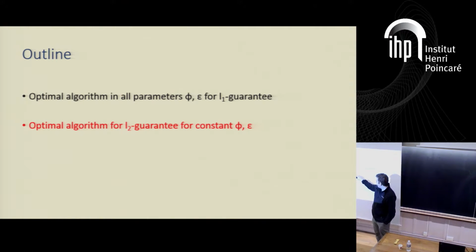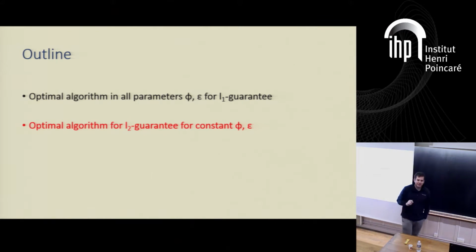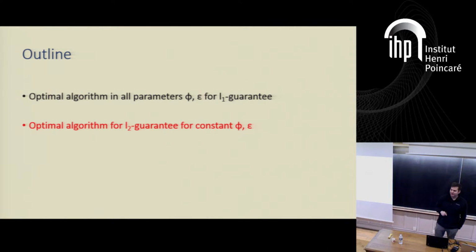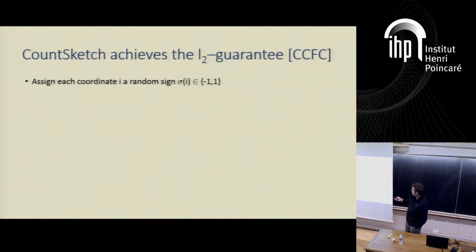The next part will be on the L2 guarantee, achieving the L2 guarantee in a stream. You guys remember the L2 guarantee, that you want items whose squared frequency is at least phi times F2, where F2 is the sum of squared frequencies. And we noticed in some cases that can be a much stronger guarantee than the L1 guarantee. Let me show you how you can achieve the L2 guarantee.